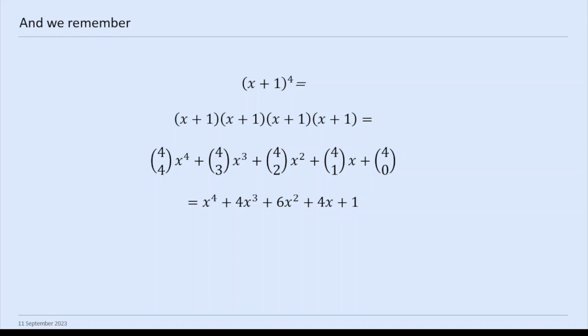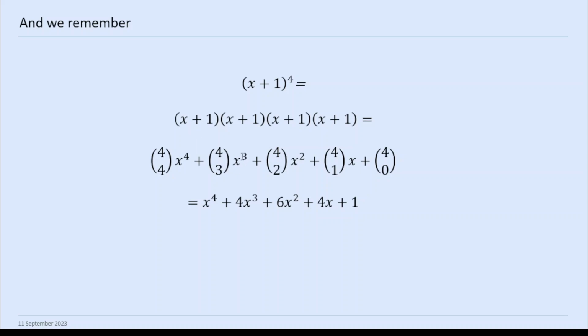And then what we also need to remember is this, that if we expand out any power of x plus 1, we've just taken the fourth power here, the fourth power of x plus 1, what that comes to is 4C4 times x to the 4, 4C3 times x to the 3, 4C2 times x to the 2, 4C1 times x, plus 4C0. And the reason is because if we're looking for x to the 4, we've got to choose x in all four brackets to give us x to the 4.